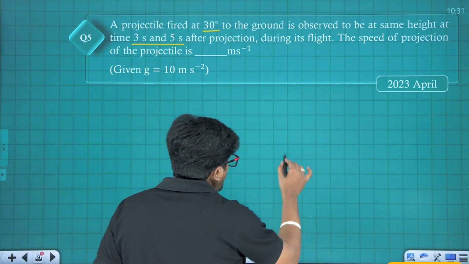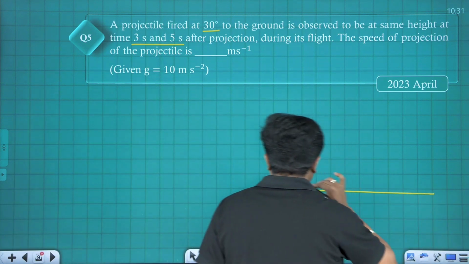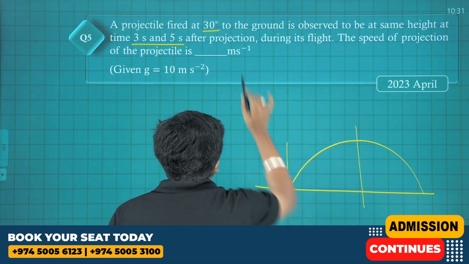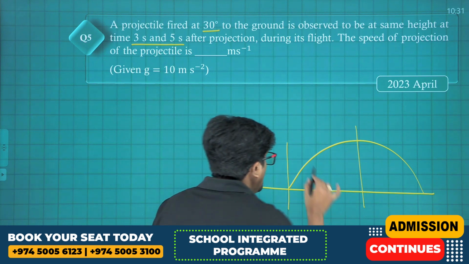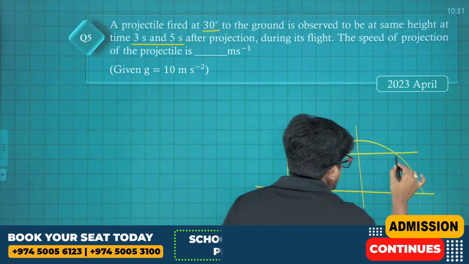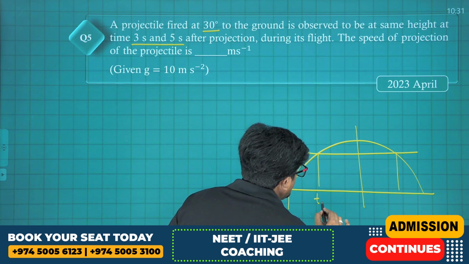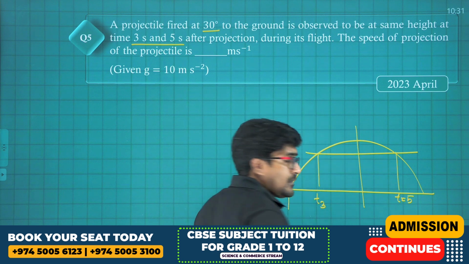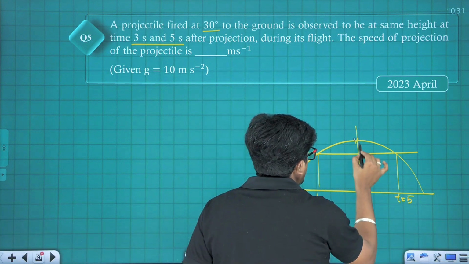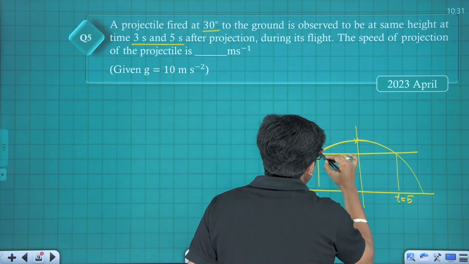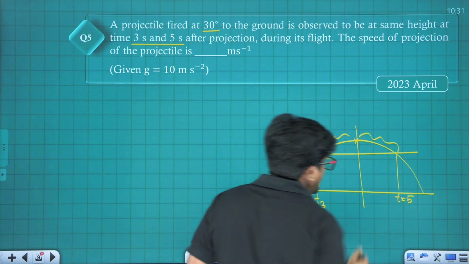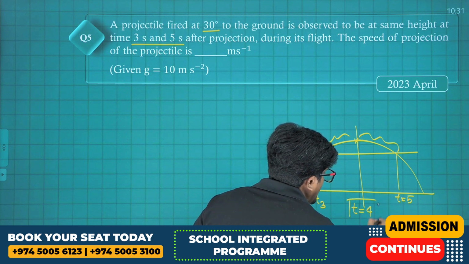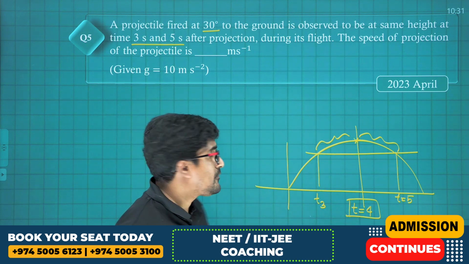Here I have got a very important piece of information for you. If this is the projectile, they say that when time is equal to 3 seconds and 5 seconds, they are at the same height. So I am going to mark those 2 times as this. Here this is t equal to 3 seconds and here this is t equal to 5 seconds. Now of course, I have got an equal time interval of 1 second on each side, which means t equal to 4 seconds is the time taken for half of the journey.